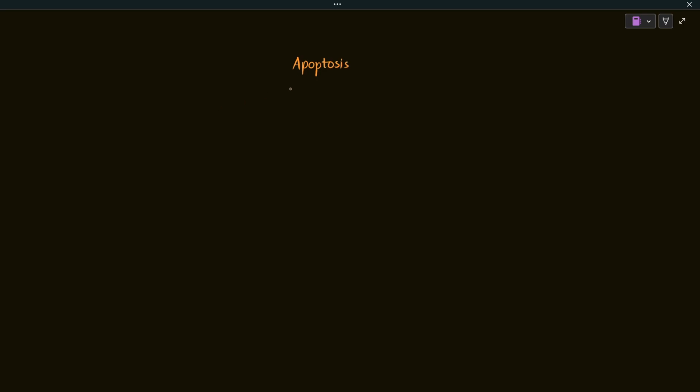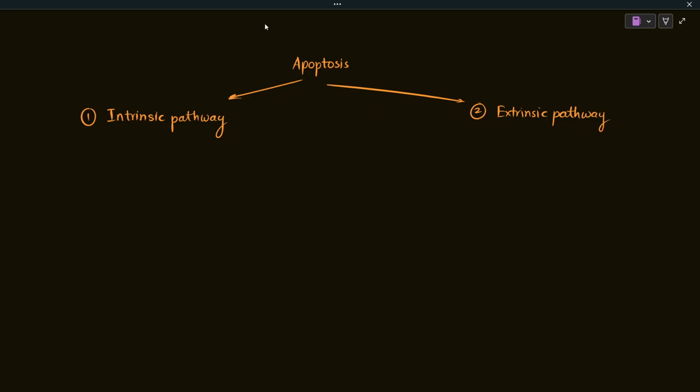So there are two types of pathways for apoptosis. First one is intrinsic pathway and other is extrinsic pathway. Okay, both of them have their own significance.